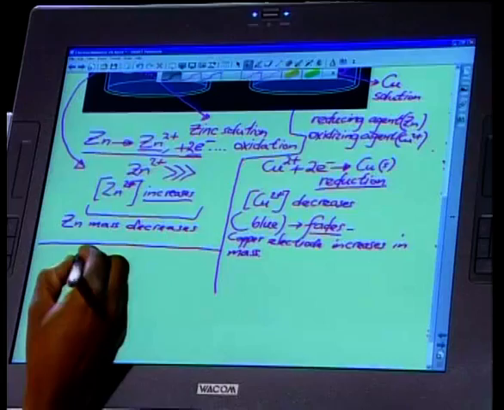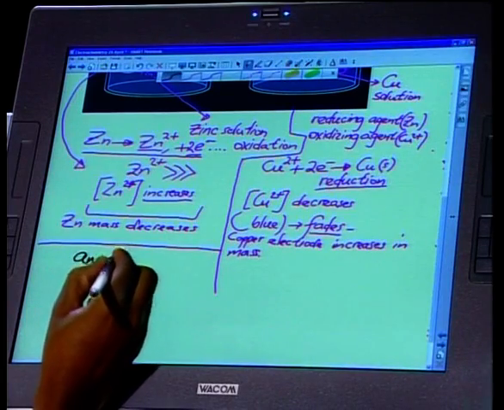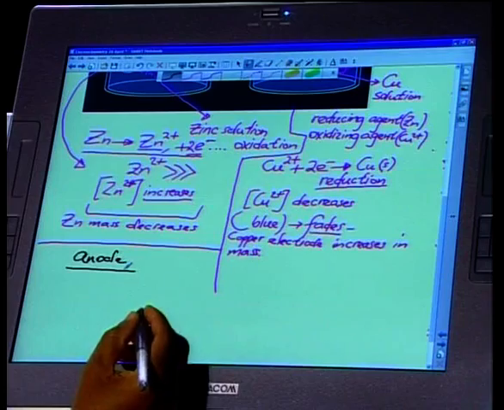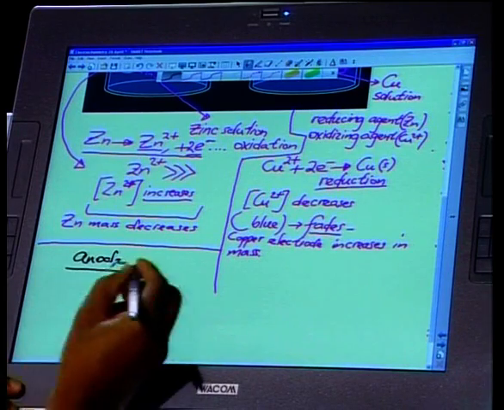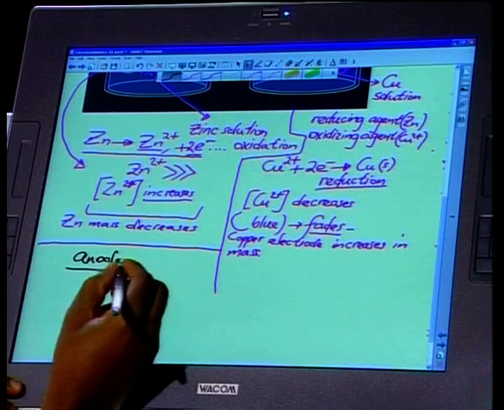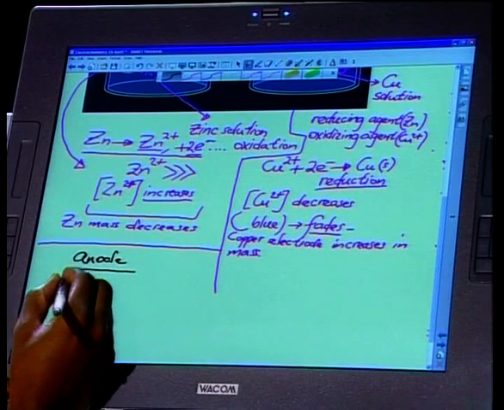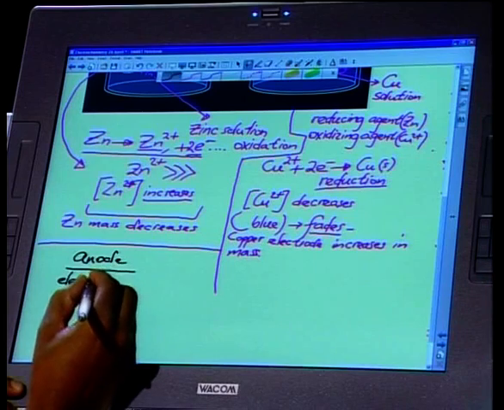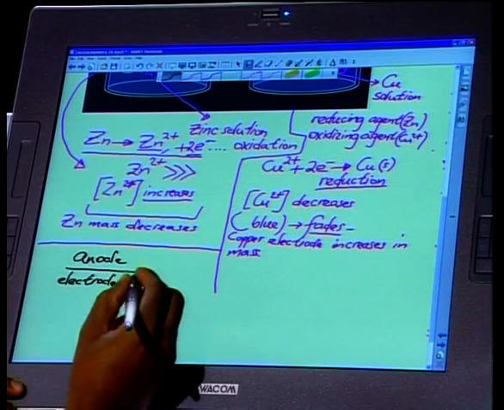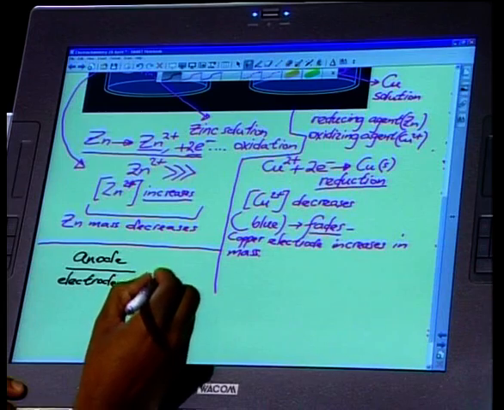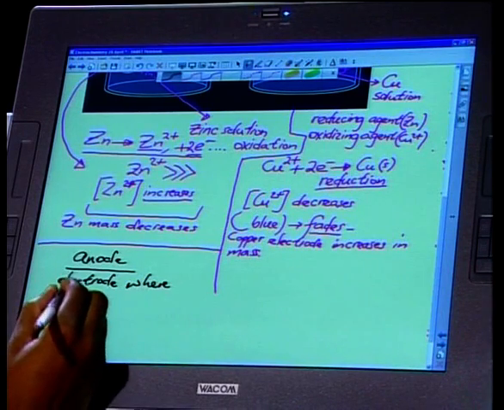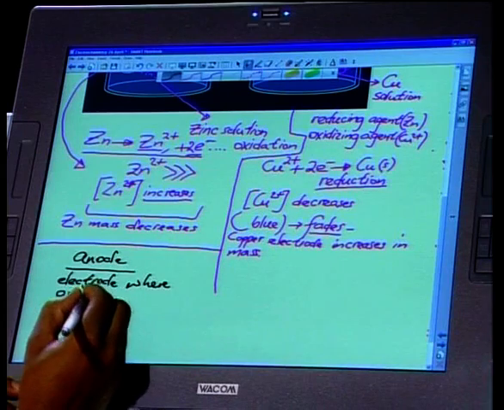Right now, at the beginning, we defined two very important terms as well. And these are, one, the anode. Okay? So we also spoke of the anode. How did we define the anode? We said that the anode is an electrode where oxidation occurs.